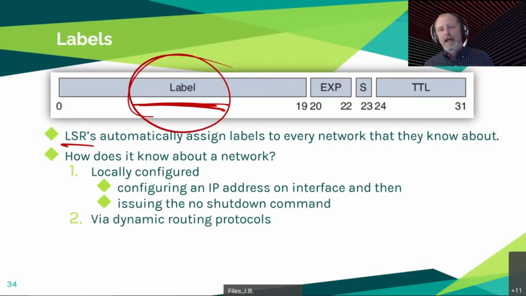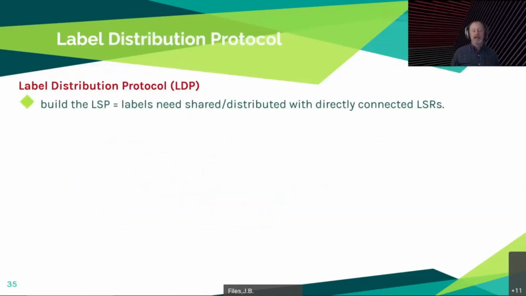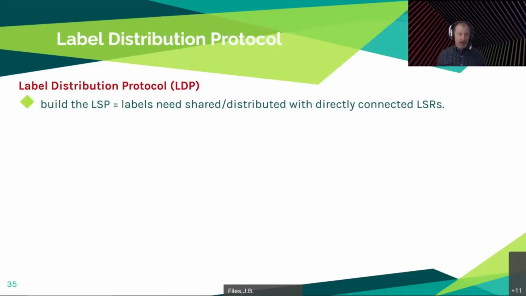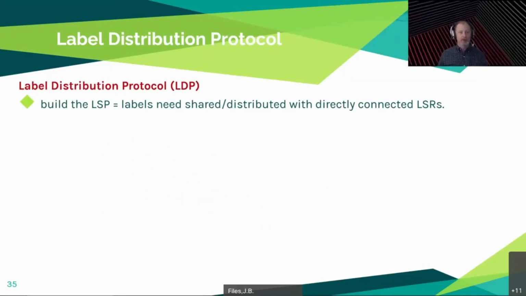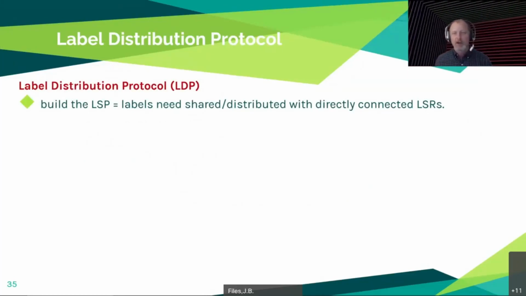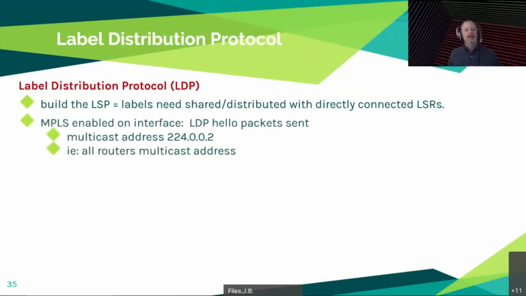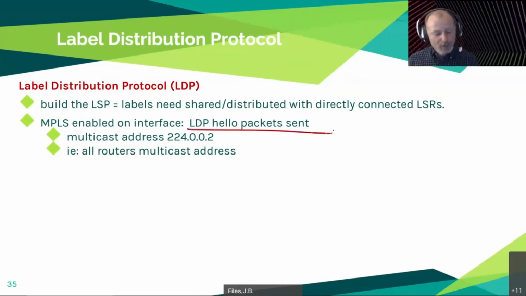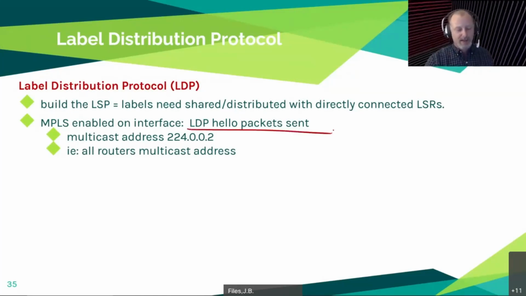It needs to then advertise that to the other routers via what's called label distribution protocol. So if MPLS is enabled on an interface, then we have label distribution hello packets that are going to get sent.